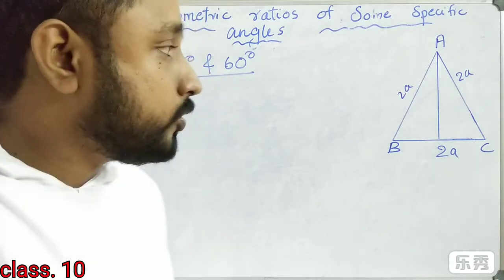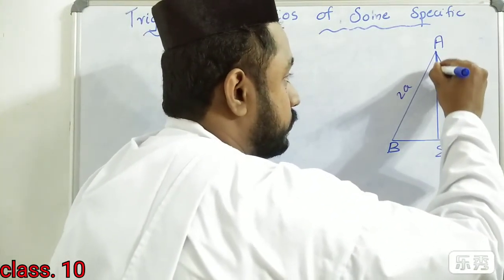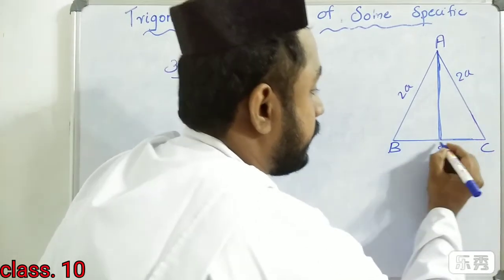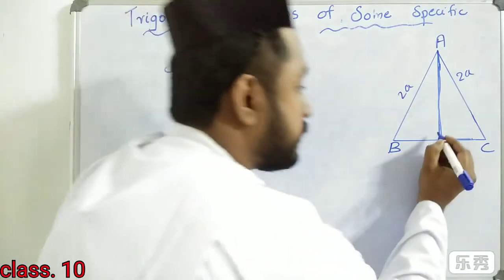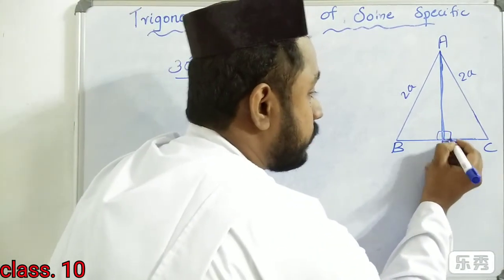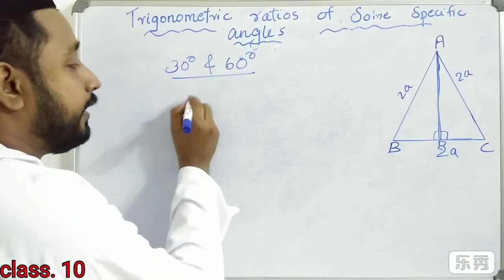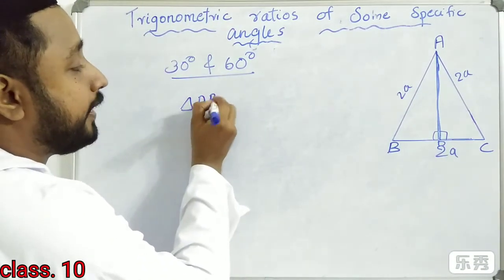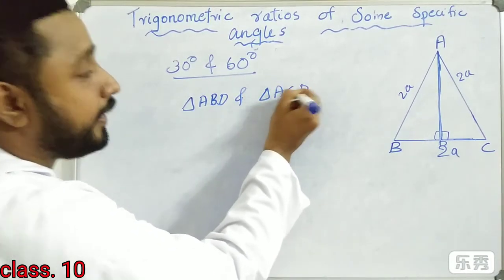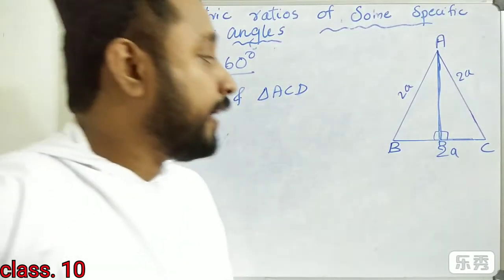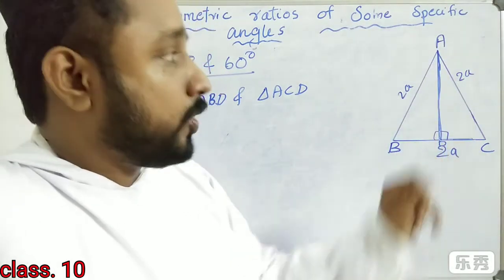Now I am going to draw a perpendicular from A to D. So this is 90 degree. This is also 90 degree. So we got two triangles, triangle ABD and triangle ACD. So here AD is common.